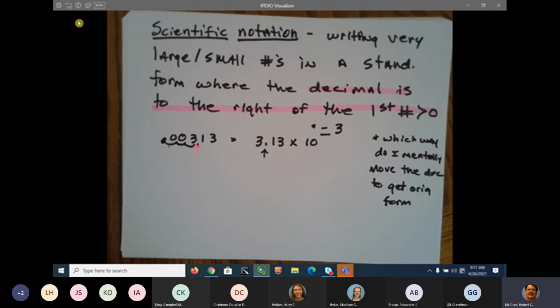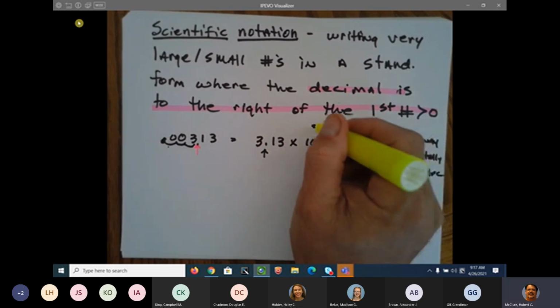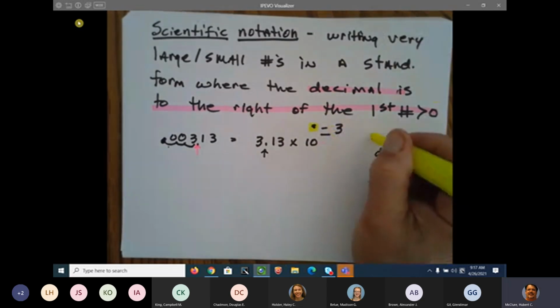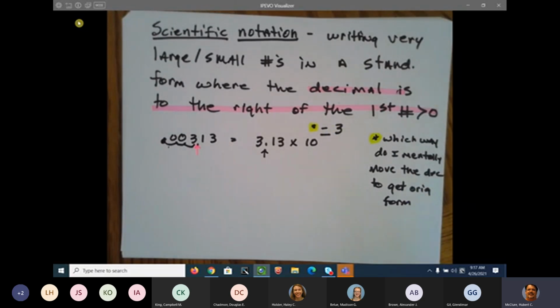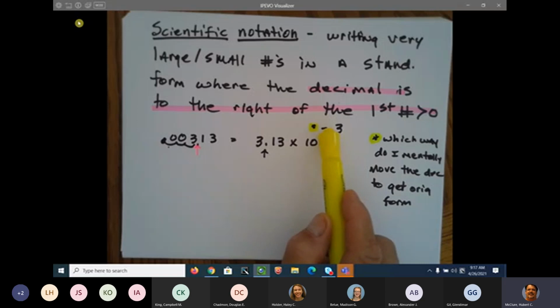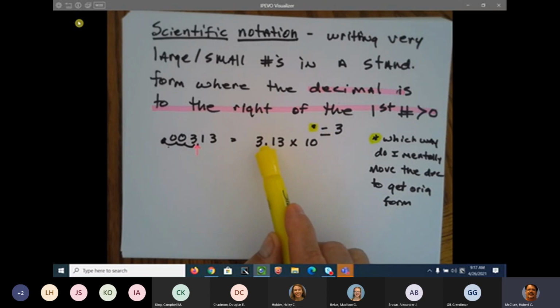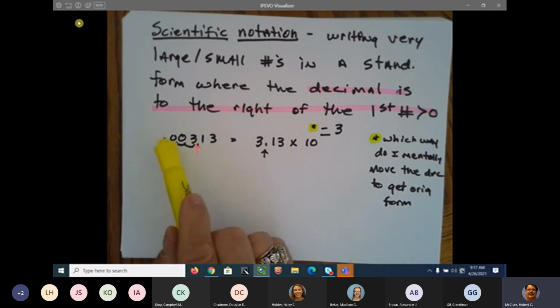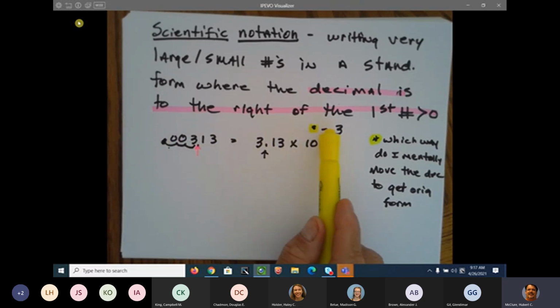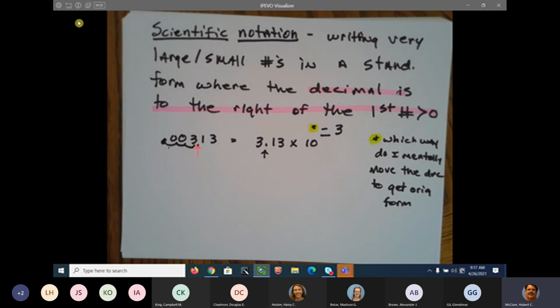Now, there are people that say, well, my teacher told me if it was a small number, put a negative, and if it was a big number, put a positive. Well, that's not going to do you any good when you get to adding, subtracting, multiplying, and dividing. And then you're going to say, well, I don't understand why I got it wrong. And I'm going to tell you because you didn't follow that rule. So that sign right there, I always go back to here and I say, which way do I move this decimal in my head to get it back to look like this? To the left, and left is associated with negative.